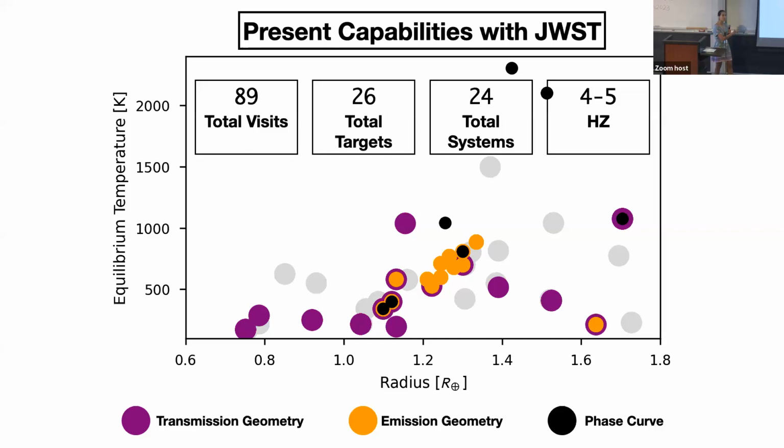And some of those are in multis. So in total, we're looking at about 24 systems, and it's possible I've miscounted 1 or 2 here and there. And of those, only about 4 or 5 are in the habitable zone, depending on what your definition of the habitable zone is. And I think 3 or 4-ish of those are the Trappist system.